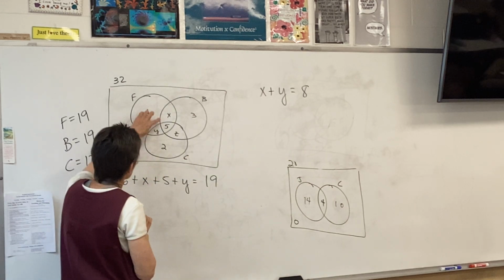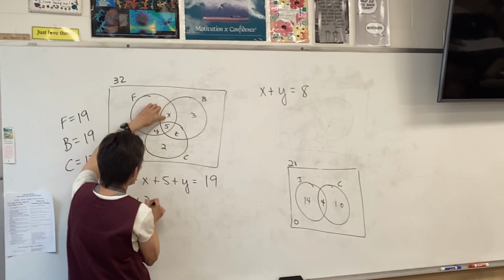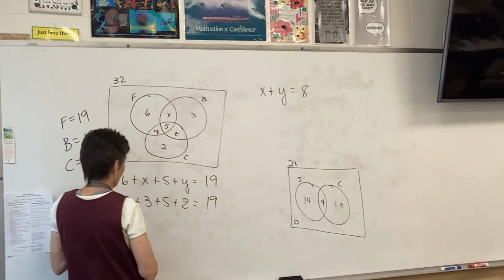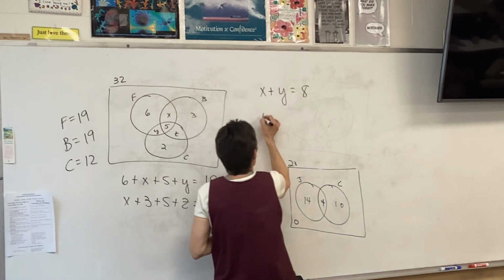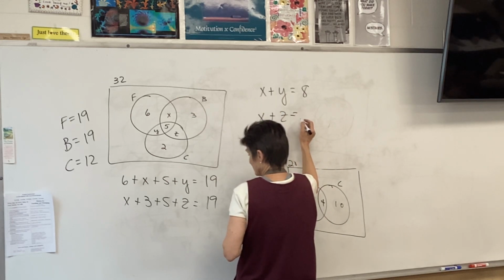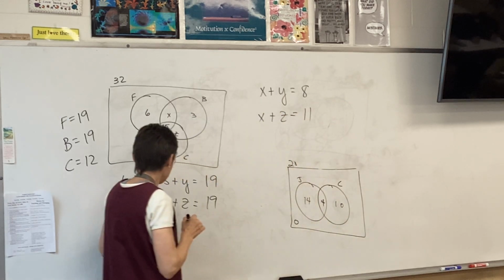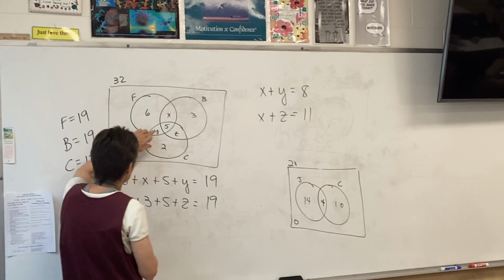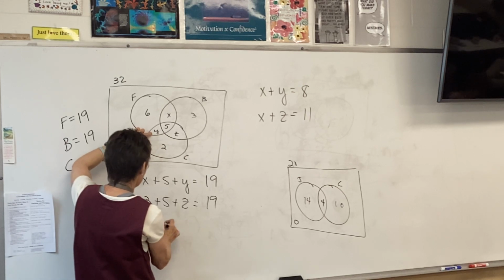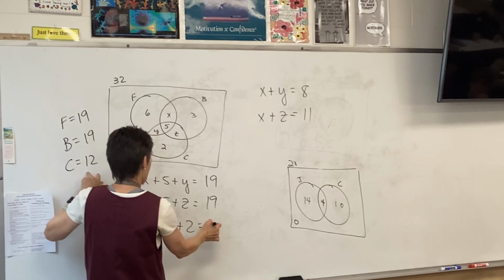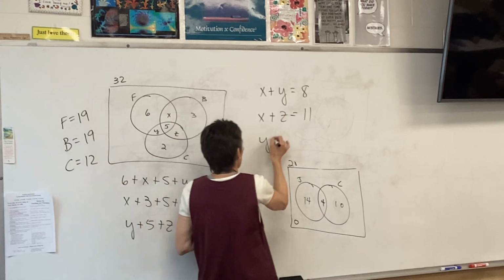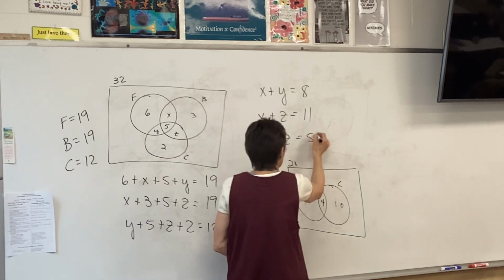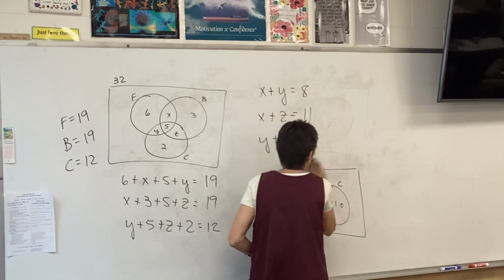All right, let's do the next one. X plus 3 plus 5 plus Z has to also add up to 19. So X plus Z is 11. Keep an eye on my arithmetic, is that right? And then finally, Y plus 5 plus Z plus 2 has to be 12. So Y plus Z has to be 5.